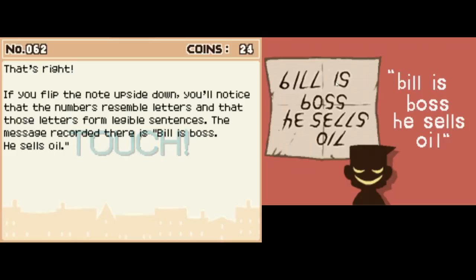That's right. If you flip the note upside down, you'll notice that the numbers resemble letters, and that those letters form legible sentences. The message recorded there is Bill is boss. He sells oil.